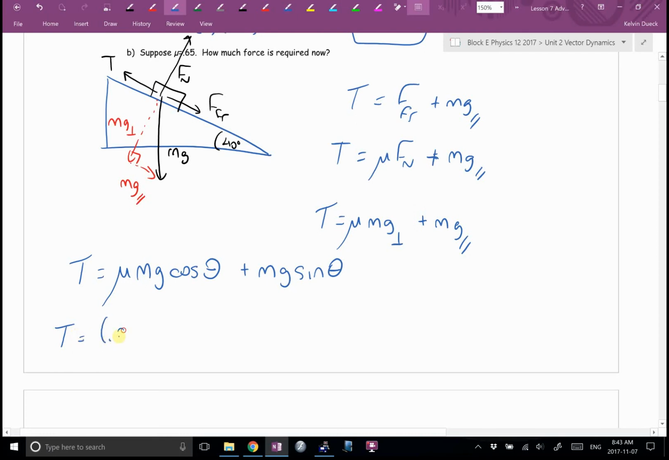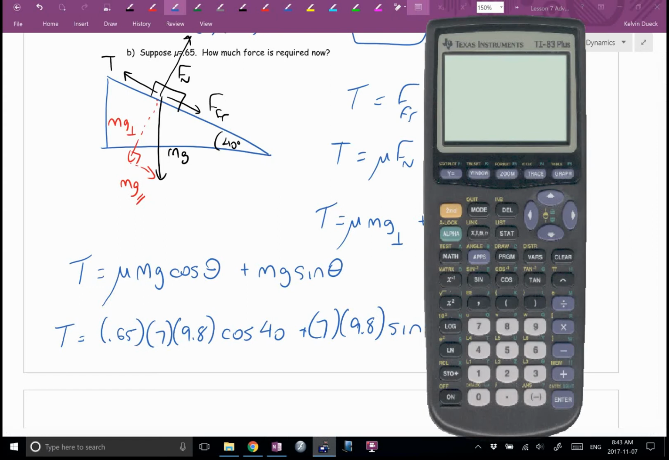Mu is pretty big, 0.65, so tension should be fairly high. What was the mass? 7? 9.8 cos 40 plus 7, 9.8 sine 40. 0.65 times 7 times 9.8 cos 40 plus 7 times 9.8 sine 40. That looks right. Yeah, 78.3. There you go.